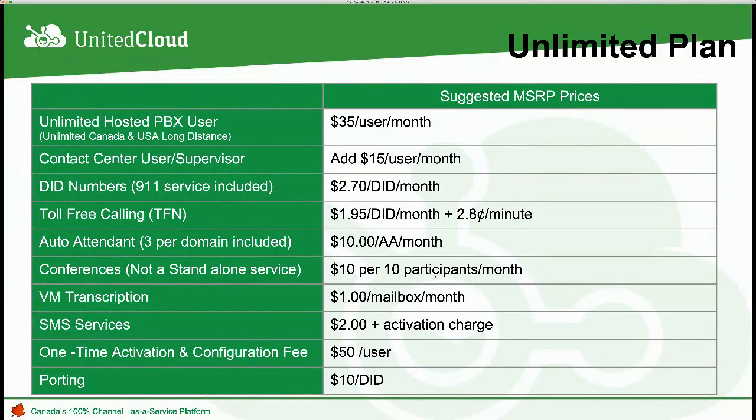For the DIDs, they're $2.70 per DID per month. That will include the 911 total fee, the $1.95 per DID per month, and 2.8 cents per minute. For the auto attendant, we include 3 per domain: one for open, one for close, and the other one for holidays. Now, 99% of businesses don't need an additional auto attendant unless they have a different hat to wear.